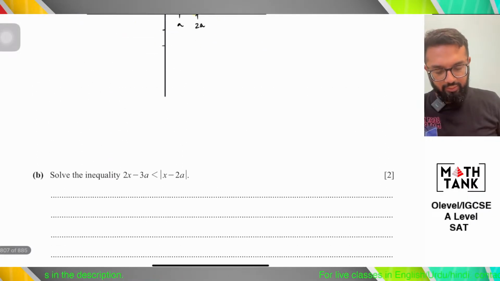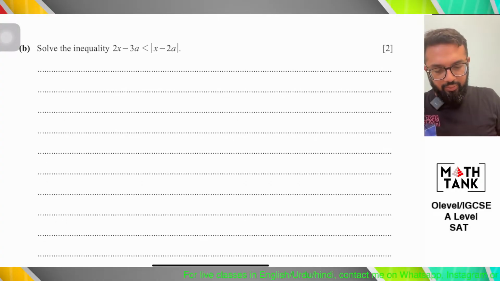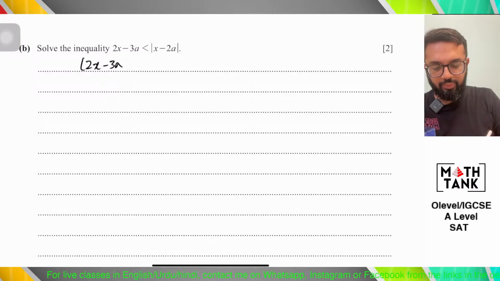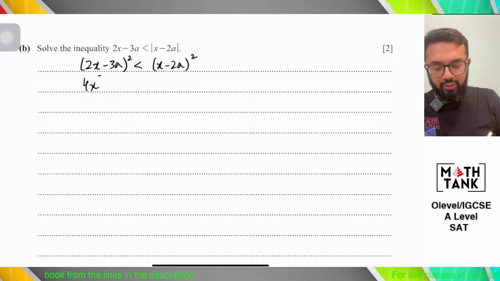Then it says solve the inequality. What I need to do is, I always tell you that you should square both sides and solve. Although it's easier in this case to just open it up with a plus and a minus, I'm going to show you how to solve it by squaring both sides.